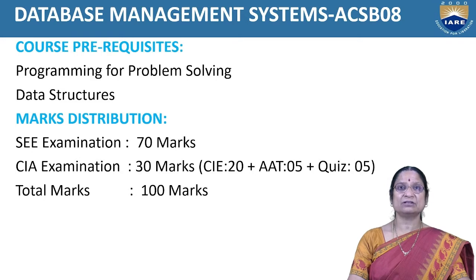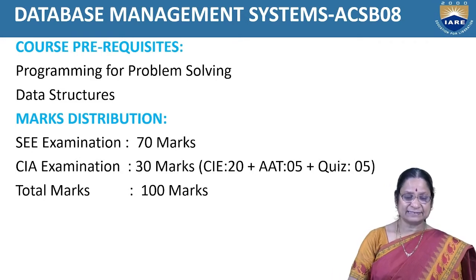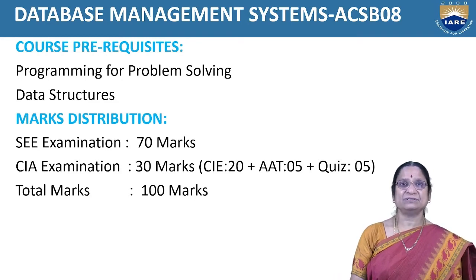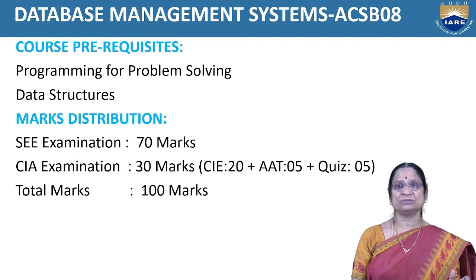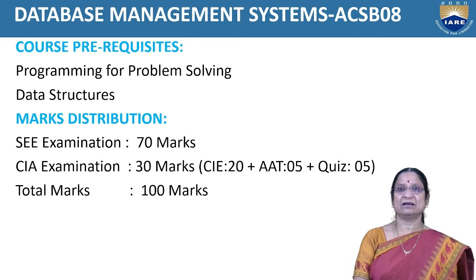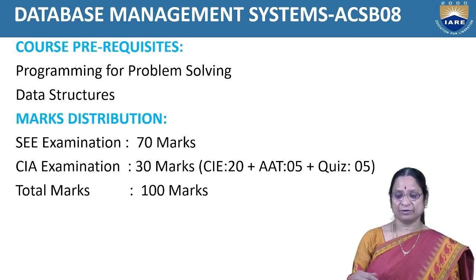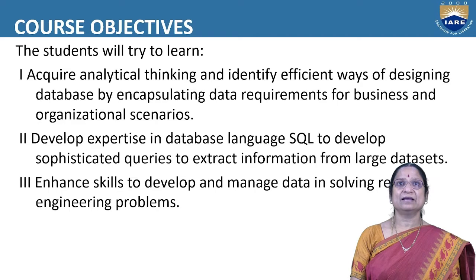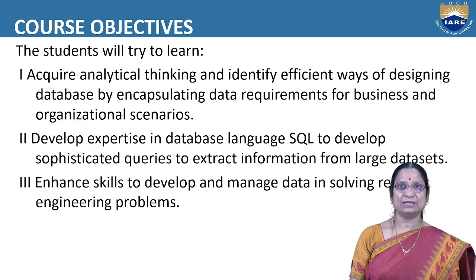And marks distribution, that is for assessment, the direct assessment: SEE and CAE, two kinds of examinations are conducted, semester end examination as well as continuous internal assessment. This internal assessment will be done regularly through examinations, technical talks, quizzes, or sometimes videos also. And the semester end examination will be conducted at the end of the semester as a written examination. So a total of 100 marks will be considered for this course.